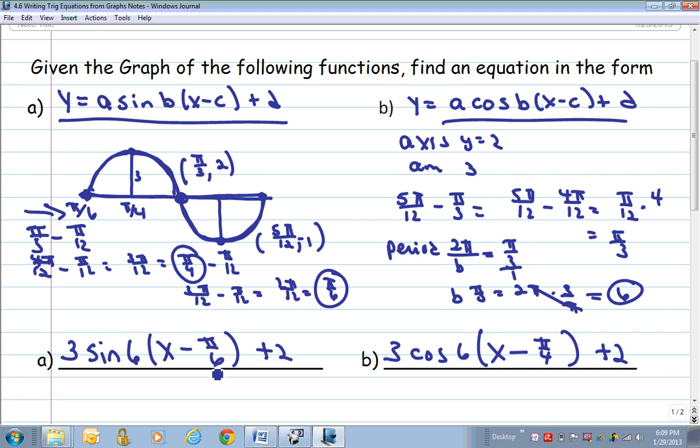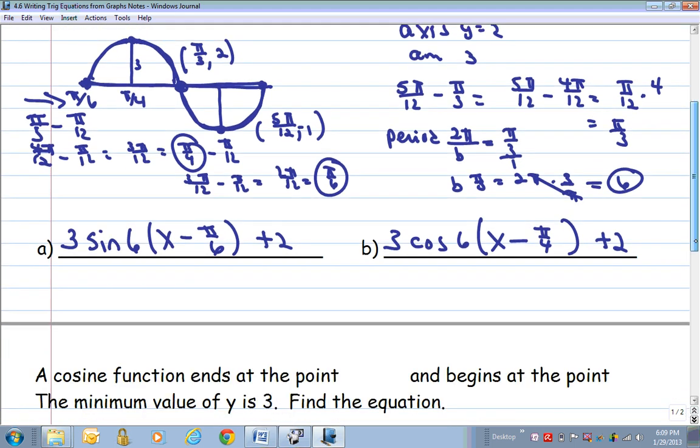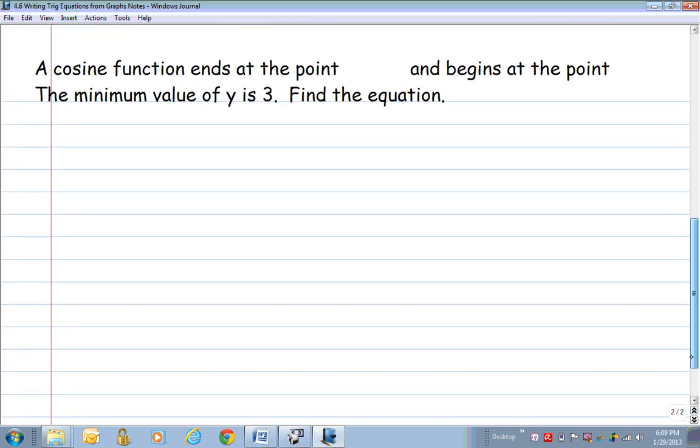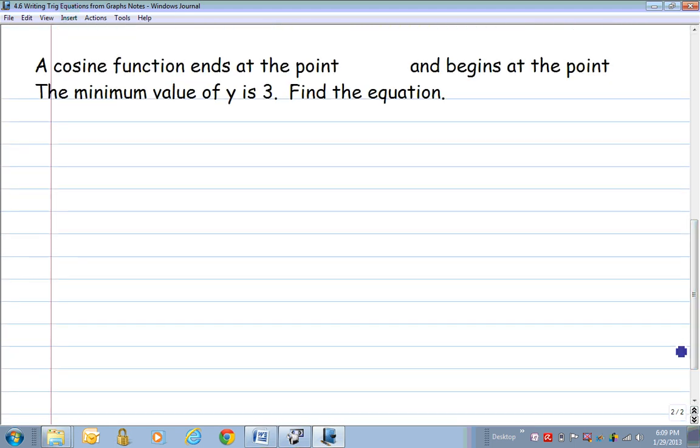And that's how we write equations from a given graph. Little more tedious than graphing, but if you understand graphing really well, this won't be too bad. All right, so let's go take a look at one more example, and then we'll have your worksheet tomorrow in class. Okay, let's take a look at this example.